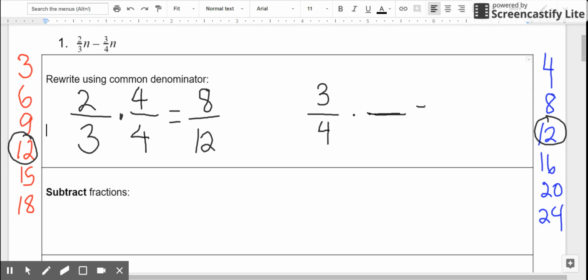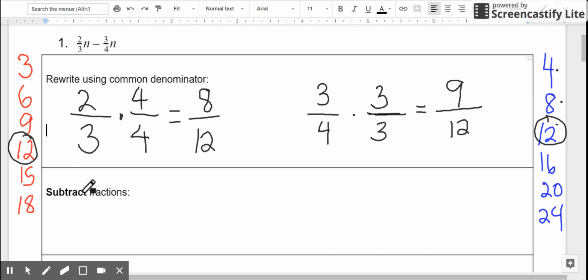But if you don't know what to do, keep watching. I need to change 4 into 12 using multiplication. And I know that 4 times 3 is 12 because I've got 4 times 1 is 4, times 2 is 8, times 3 is 12. So I'm going to multiply by 3 over 3 because 3 over 3 is equivalent to 1. My numerator is 3 times 3, which is 9. So that means that 3/4 is equivalent to 9/12.